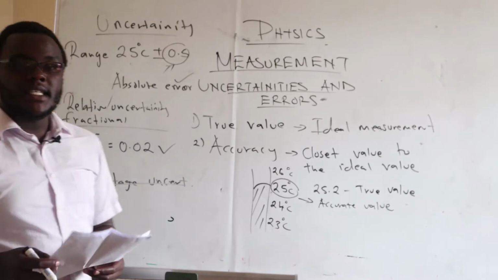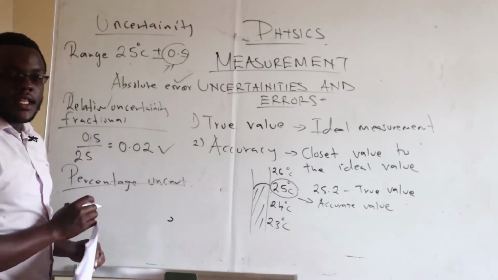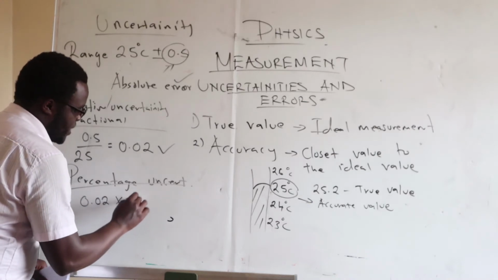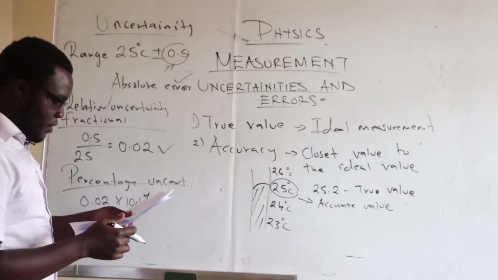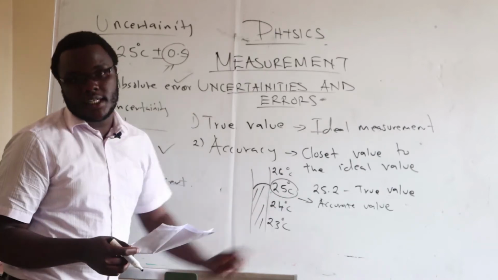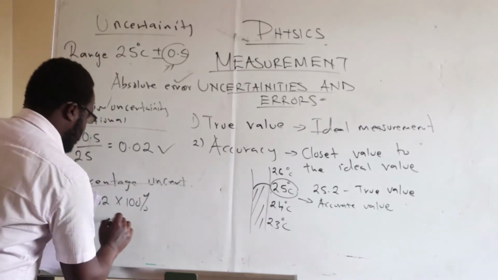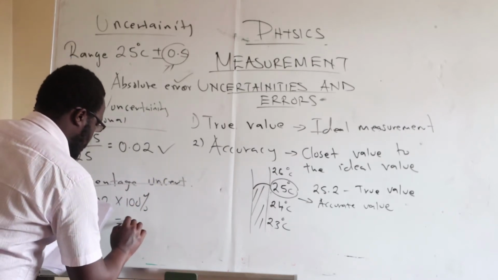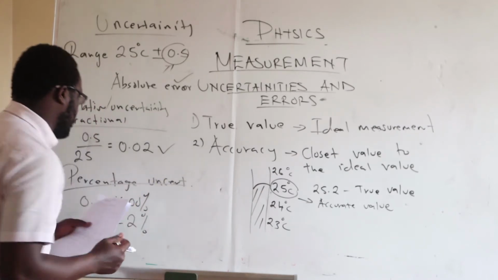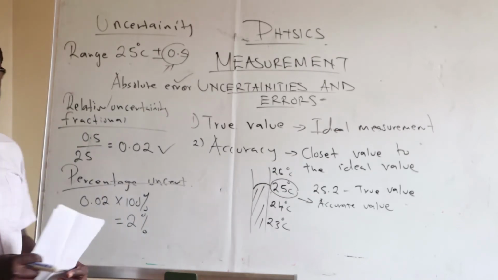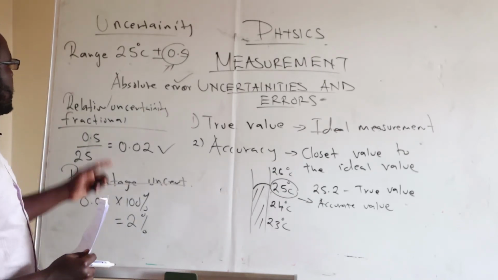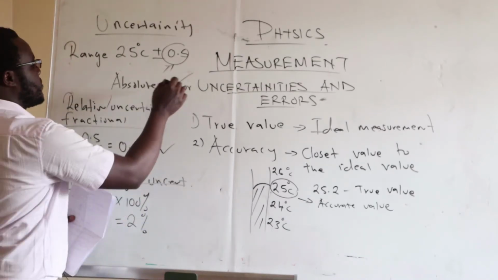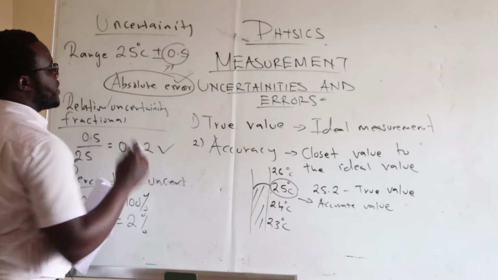How do we calculate the percentage uncertainty? We take the relative uncertainty, 0.02, and multiply by 100%. Therefore, for this value that we had recorded from the thermometer, our percentage uncertainty is 2%. Now, from that, I think we are through with uncertainty. However, I had said that I'm going to explain where we get the absolute error from.